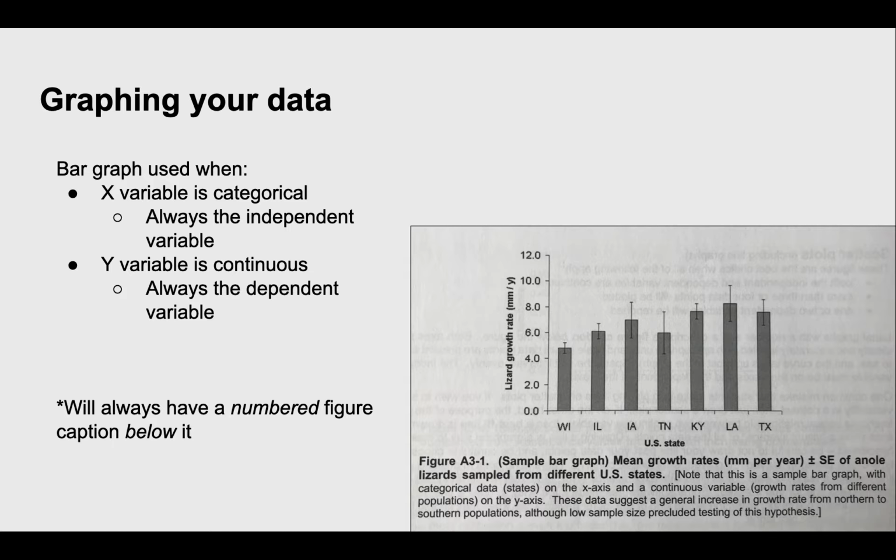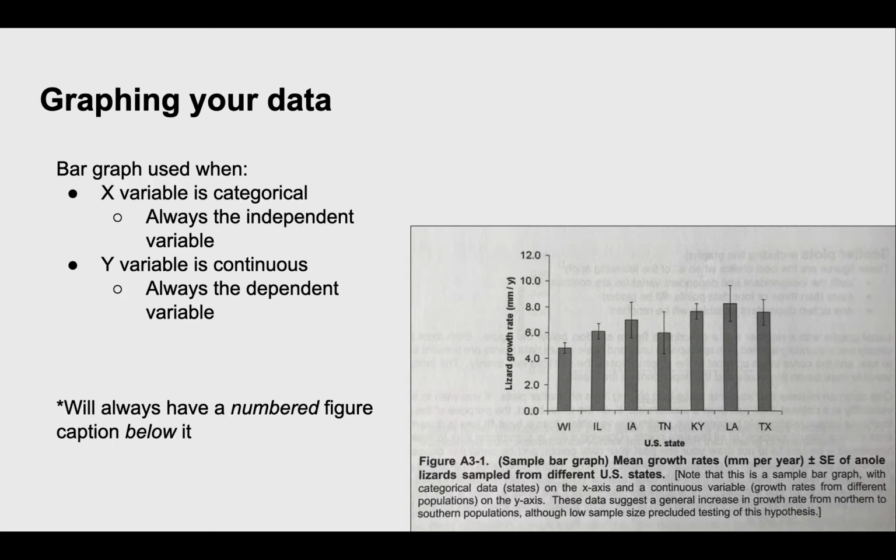All right, so for this class, we'll be using a bar graph for the lab. We'll use a bar graph when our x variable is categorical, so x being along the horizontal axis here. So what are our categories for our lab? Types of soils, yeah, we have those 4 different soil types. So that's always going to be the independent variable.